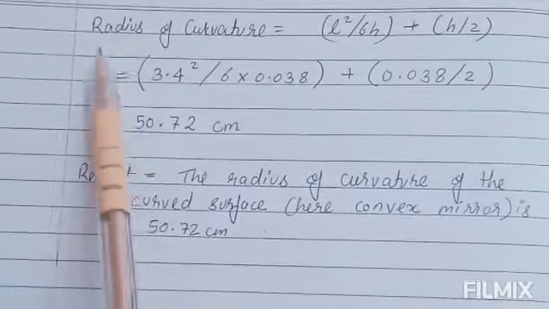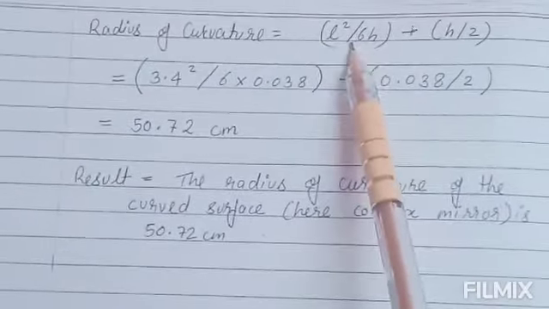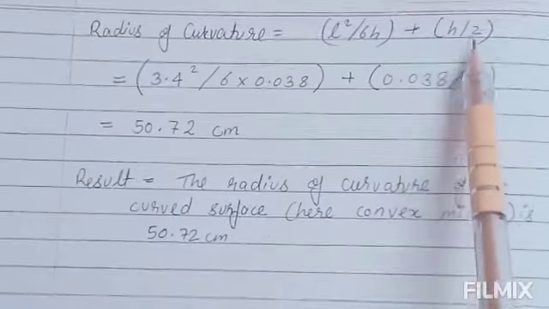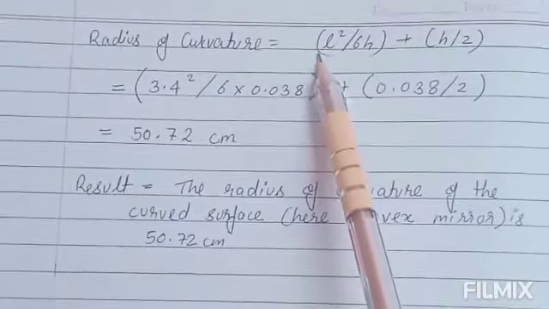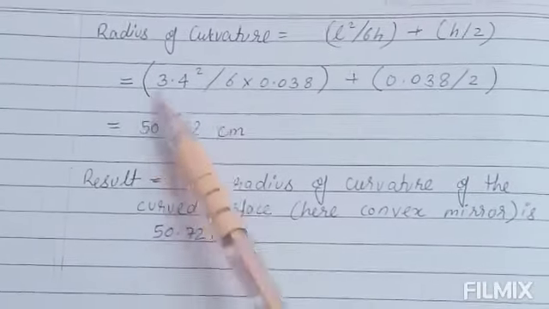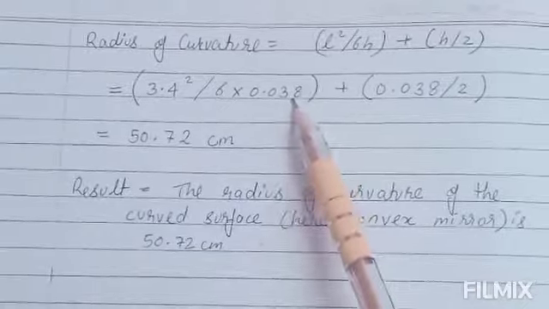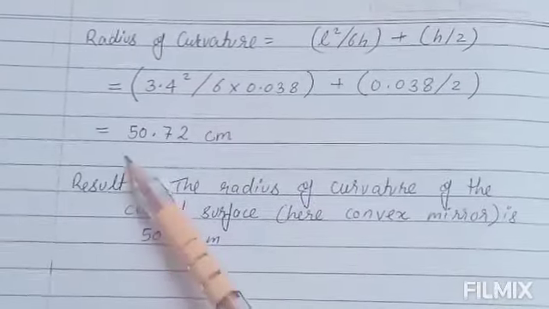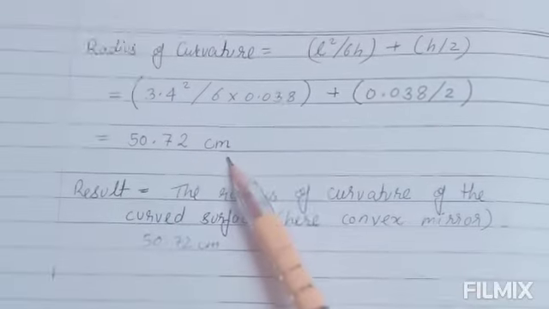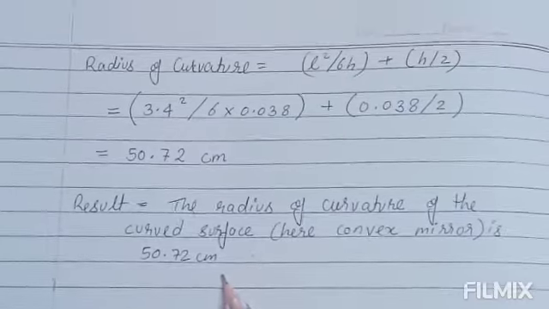Now we will calculate the radius of curvature. Its formula is L square upon 6h plus h upon 2. And as we have calculated earlier, L was 3.4 and h was 0.038. So when we put these values in this formula, the answer comes out to be 50.72 centimeter. This is the radius of curvature of our curved surface.